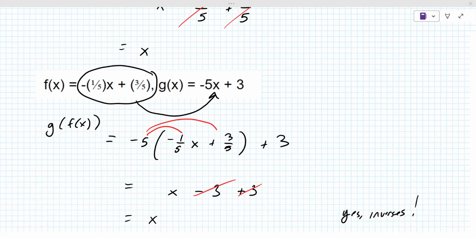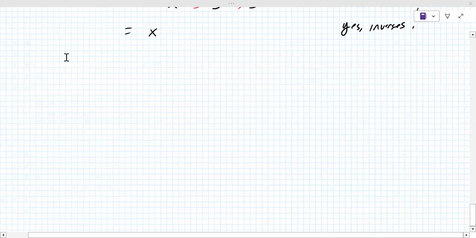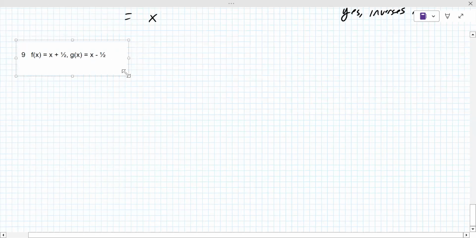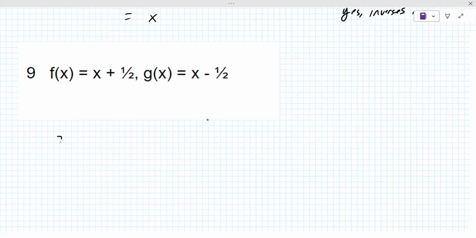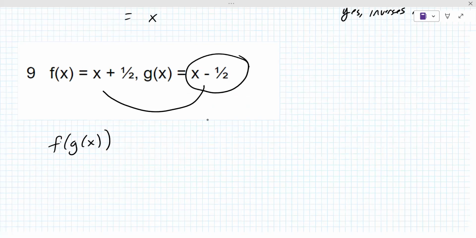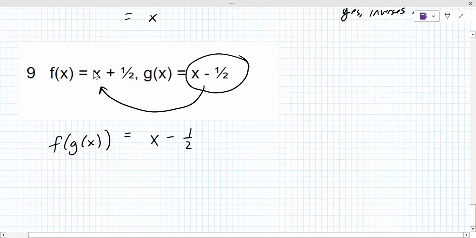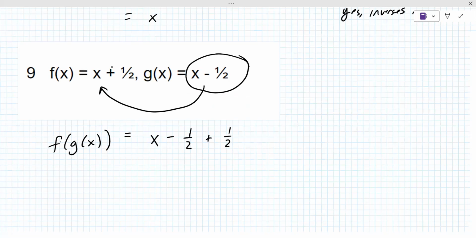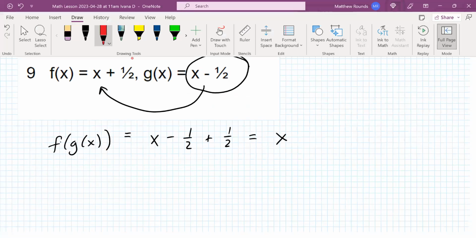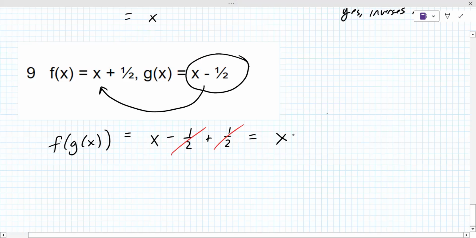All right, so number 9 is exactly the same thing. We'll do it exactly the same way. So f of g of x is the first thing. And that means to take this function right here and put it in for x. So you have x minus 1/2. That's taking the place of x. And then you're adding 1/2 to it, and that equals x. Right. Okay, so that's good. We're feeling good about that.